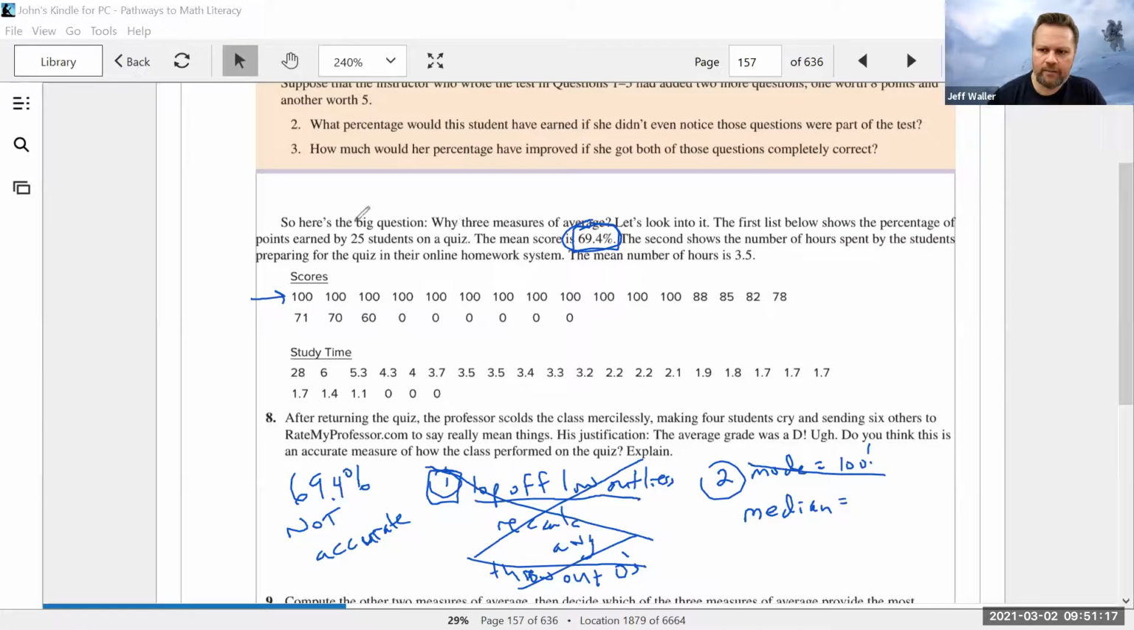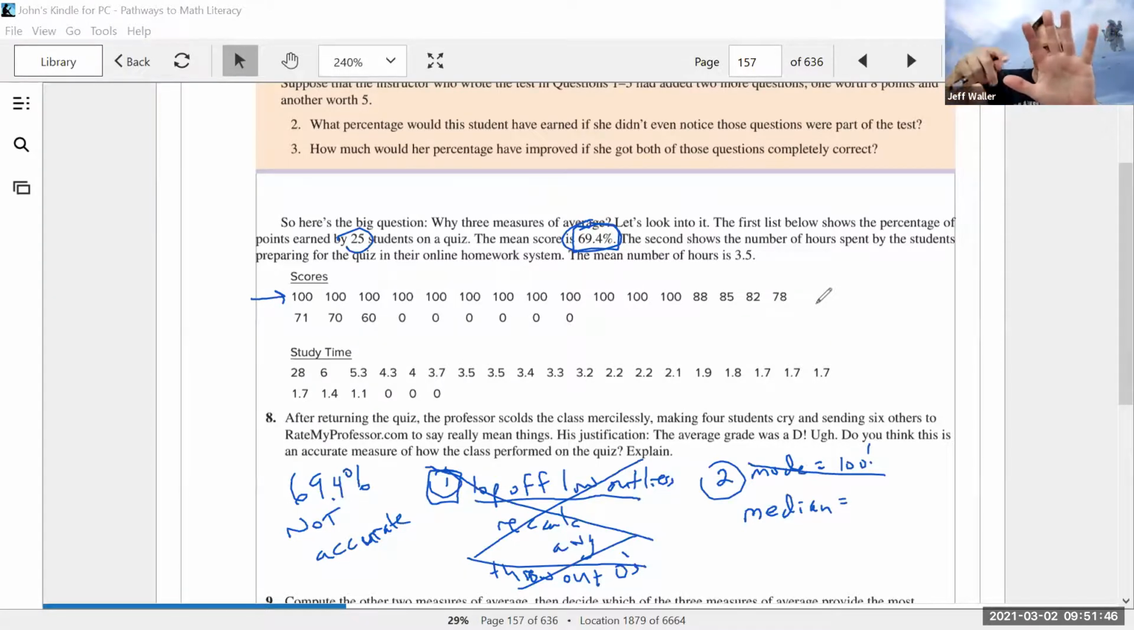So how would I calculate the median for 25 students? Will there be a number in the middle for an odd number of students? Yes, you're right. For 25, there's an odd number of numbers, so there will be something in the middle. So how do I find that number?